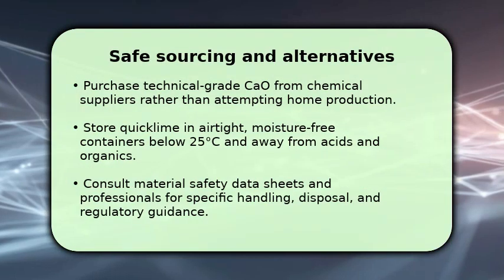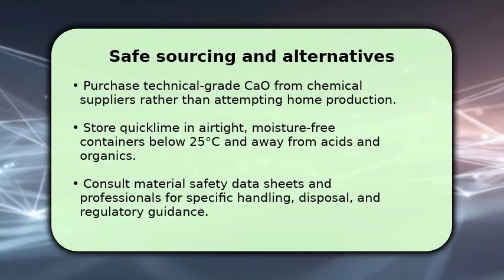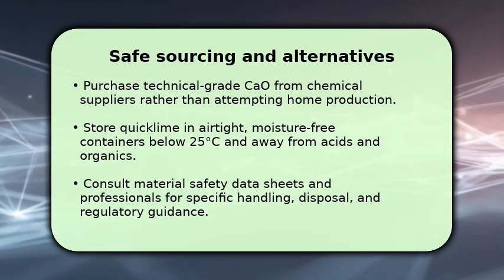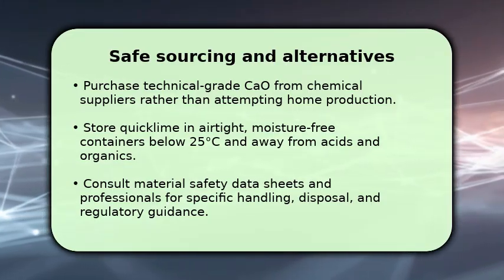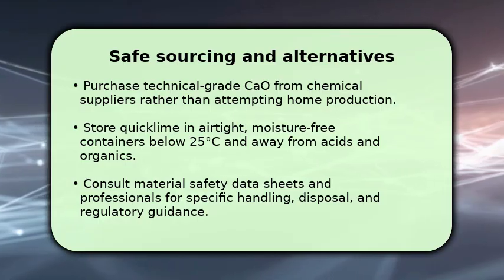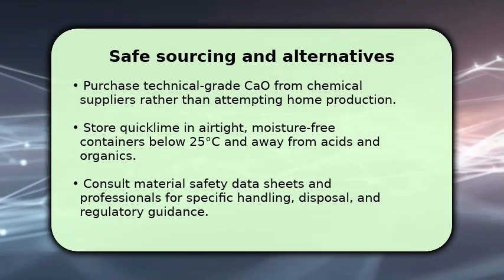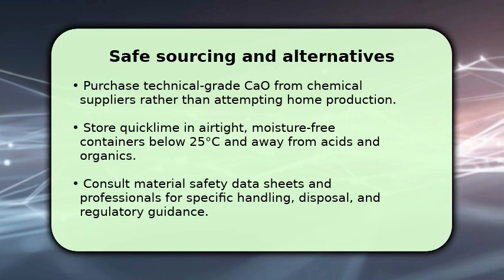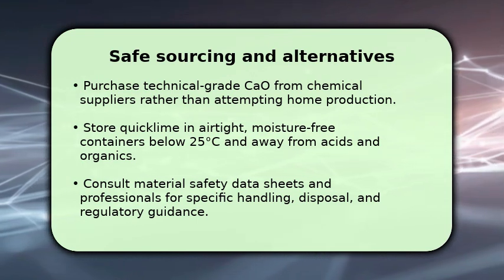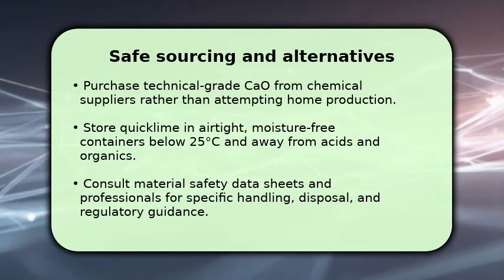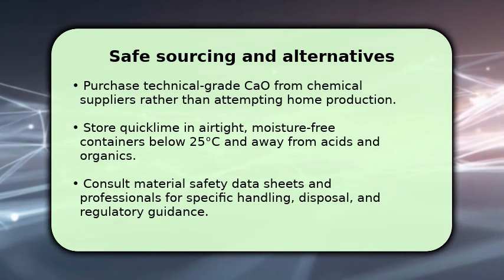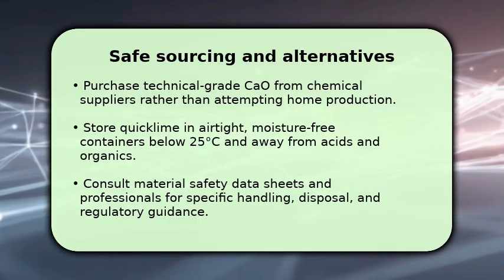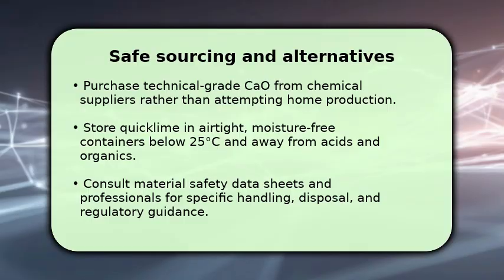Rather than attempting home production, purchase technical-grade calcium oxide from reputable chemical suppliers who provide certificates of analysis and safety data sheets. For storage, keep CaO in airtight, moisture-free containers below 25 degrees C, sealed with desiccant if needed, and isolate it from acids, organics, and water sources. Use appropriate secondary containment and label containers clearly.